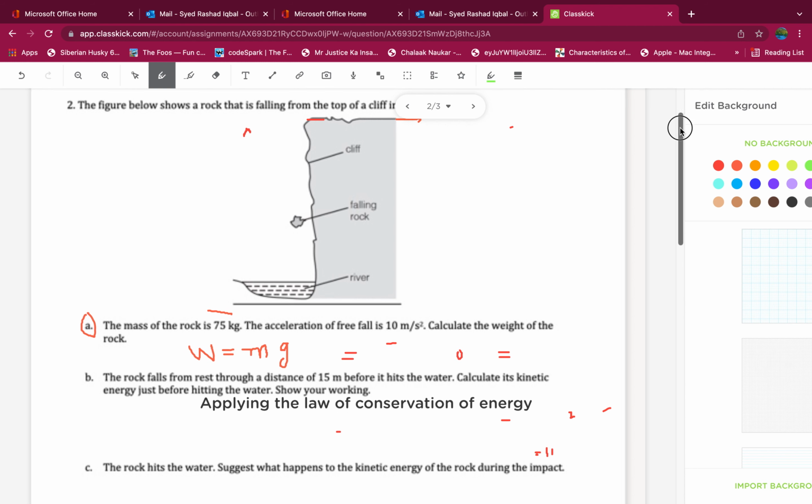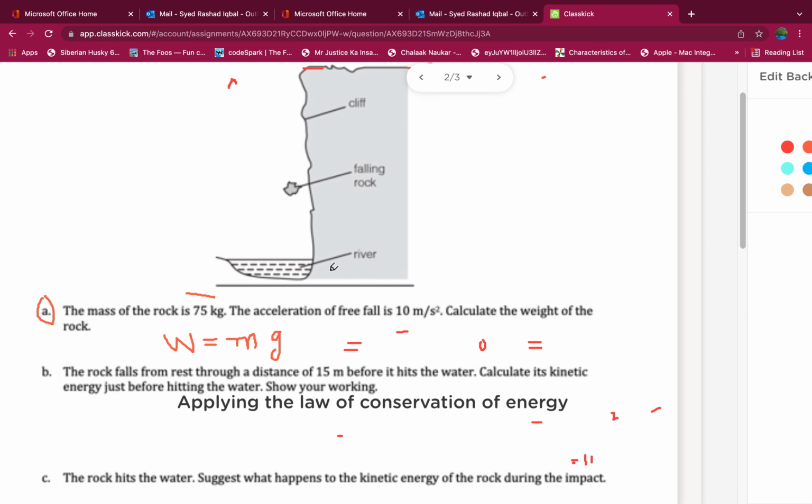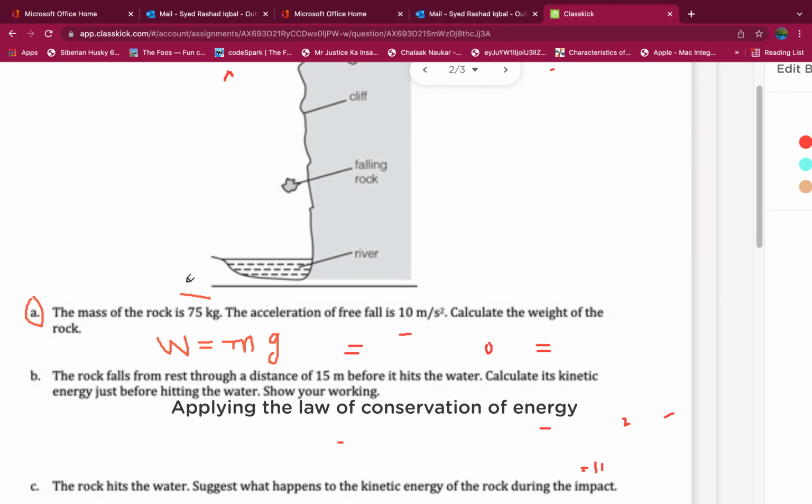So if we solve it, just substitute the values in this equation. What is M here? 75 kg. And the acceleration is 10. So 75 kg multiplied by 10 meter per second squared. This is the free fall acceleration. Okay, so what will you get? 750 Newton. Okay, this is the weight.